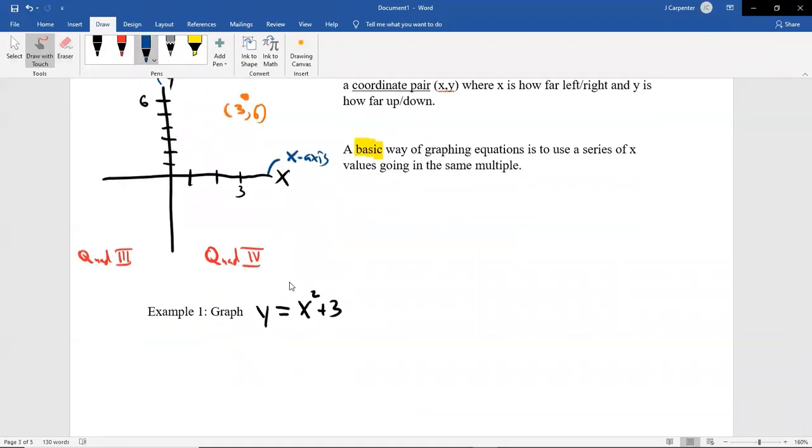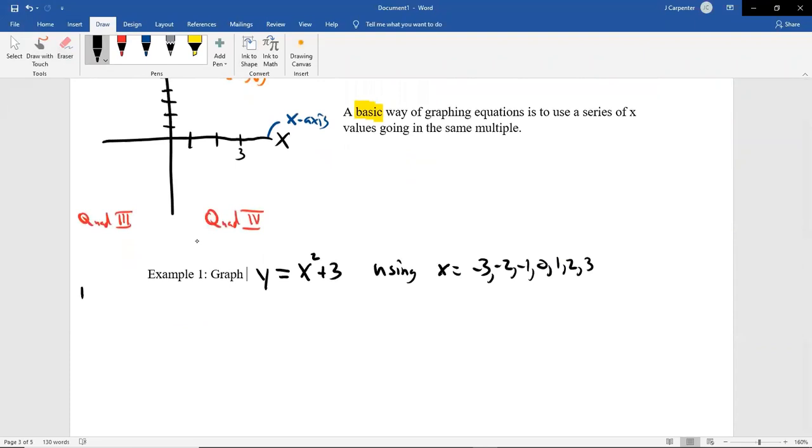Okay, so back to the example at hand. Graph just by doing a series of values, but I will tell us this time, and in this introductory section, we're going to use x equals -3, -2, -1, 0, 1, 2, and 3. This is a great starting set of values to use. But again, it's not the end-all be-all. So what we're going to do is create a table of values.